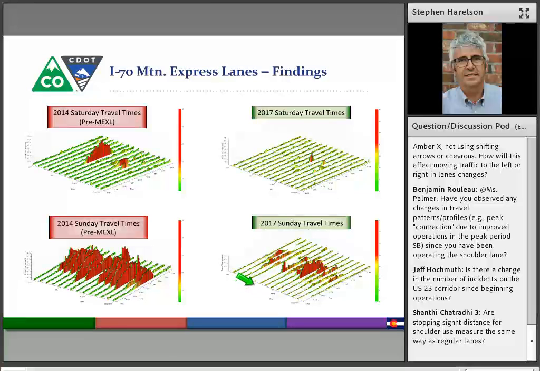We think it's providing about, on average, 29 minutes of traffic relief to the users of the Mountain Express lane. But even more telling is the general purpose lanes, people who don't pay the tolls, they're getting a 22-minute benefit. So it's helping both the toll payers and the free riders getting home from the mountains.